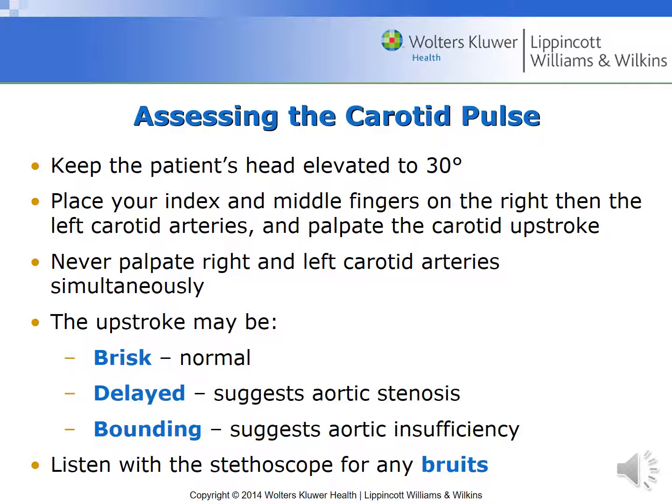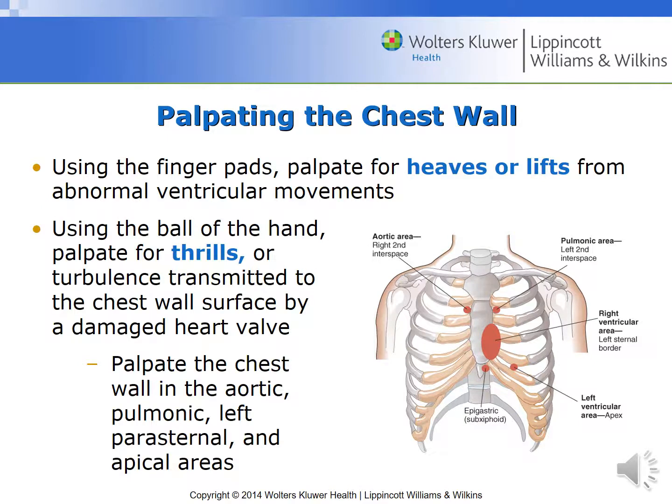So you also want to listen with your stethoscope for any bruits. As you palpate the chest wall, you're palpating for any heaves or lifts from any abnormal ventricular movements. So with the ball of the hand, you want to palpate for thrills, and a thrill is considered a turbulent feeling that's transmitted through the chest wall surface by any damaged heart valve. So you want to palpate the chest wall in the aortic, pulmonic, left parasternal, and apical areas, which are located here on this diagram, which are also in your book.